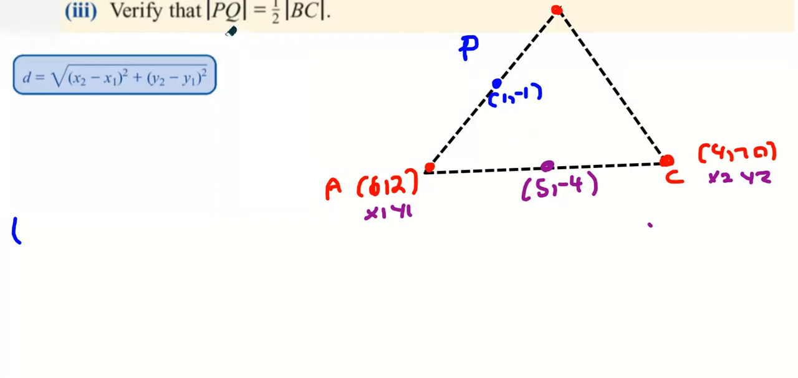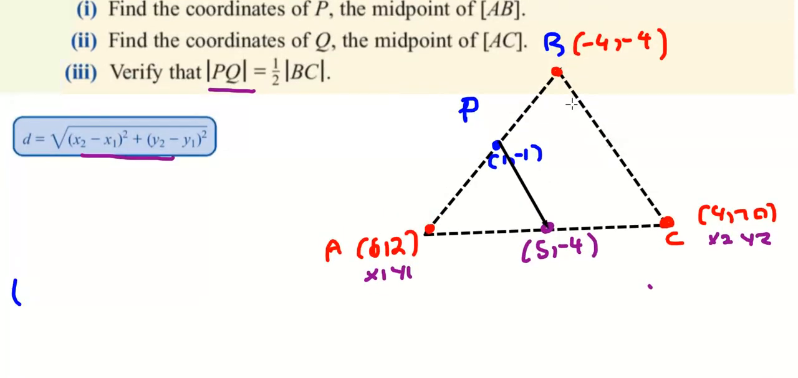Lads, what did the two vertical lines mean? Yes, it means use the distance formula. Get the distance of P to Q. Where's the distance of P to Q? I think it's this line here. Would everybody agree that's P to Q? And you want to see if it's half the length of B to C.